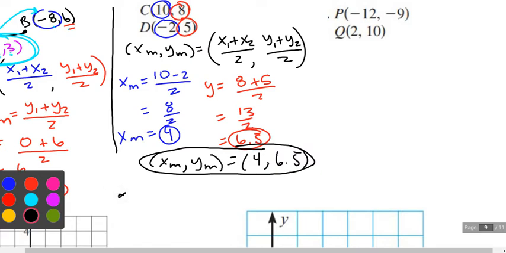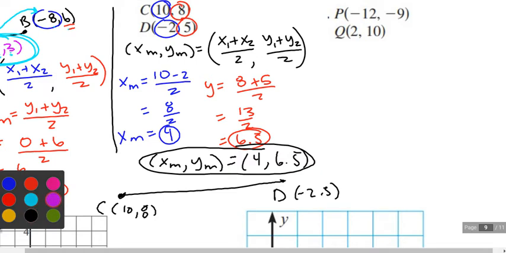Okay, now in terms of checking that, let's construct the segment really quick. So we have C at 10, 8. That goes all the way to D at negative 2, 5. And we're supposing the midpoint is at 4, 6.5. And so again, let's just do a quick counting exercise. Going from 10 to 4, it goes down 6 values. And so from the midpoint to our next one should also go down 6 values. Well, if we take 4, subtract 6, we're going to be at negative 2. That fits perfectly.